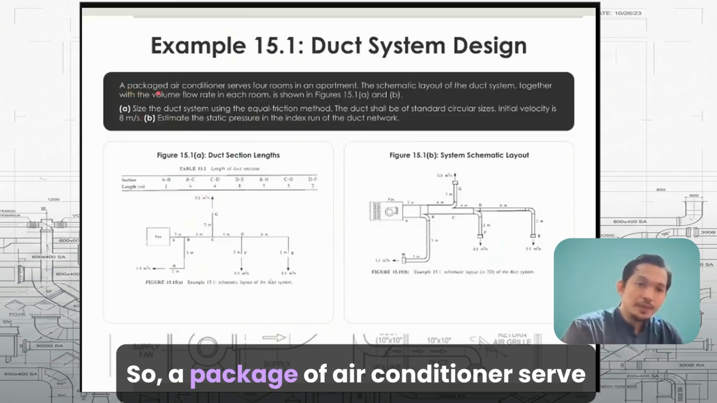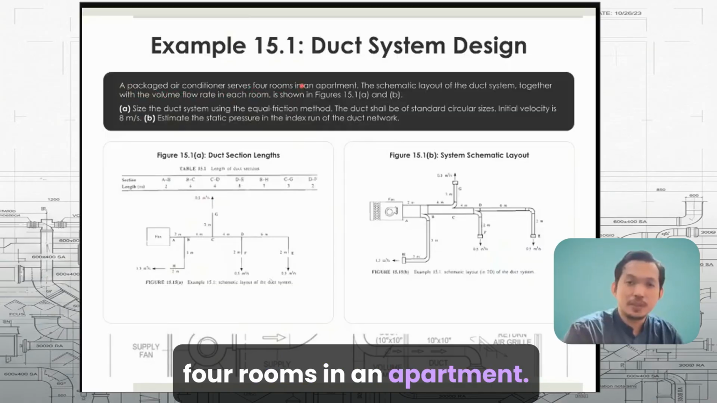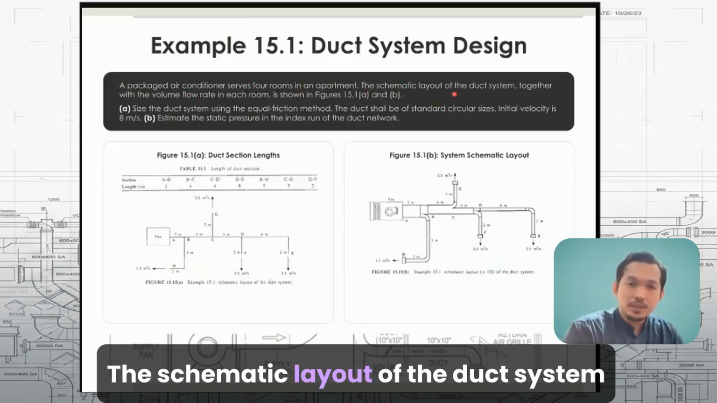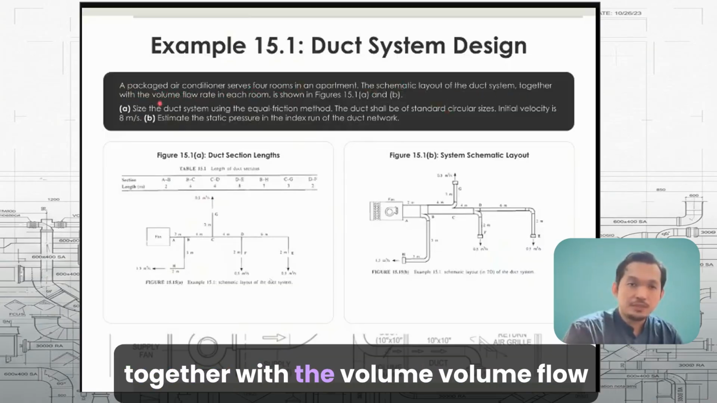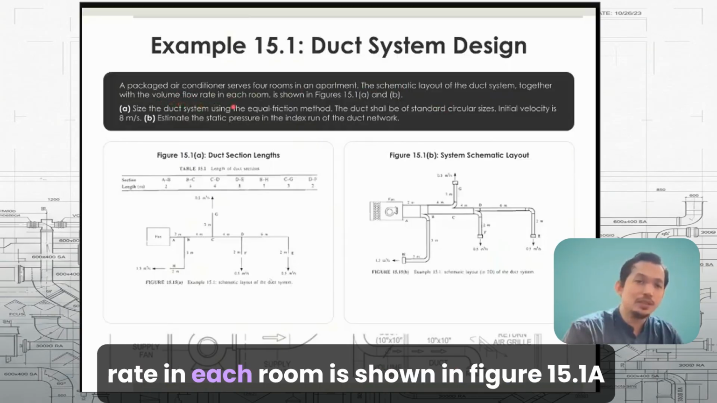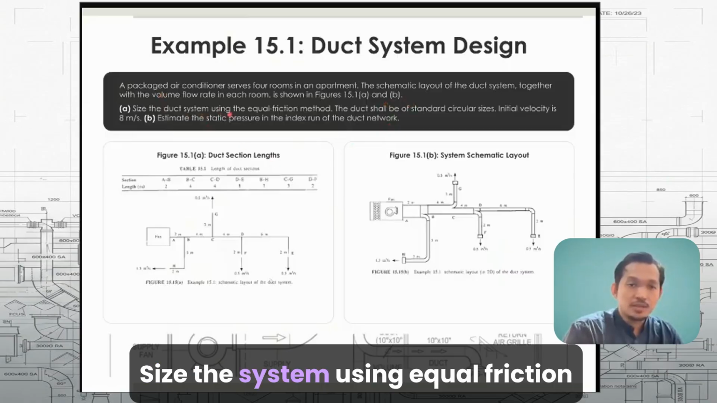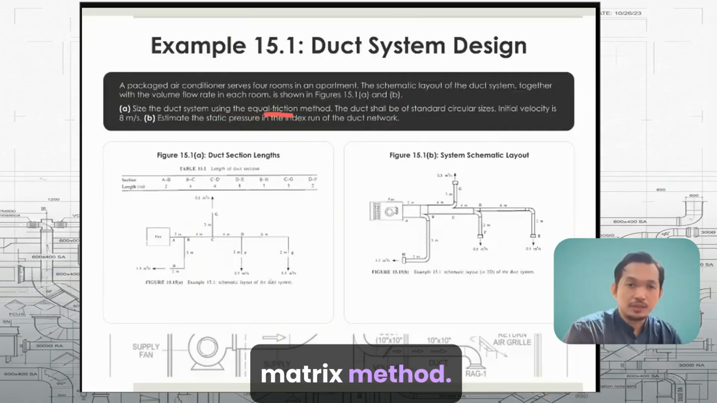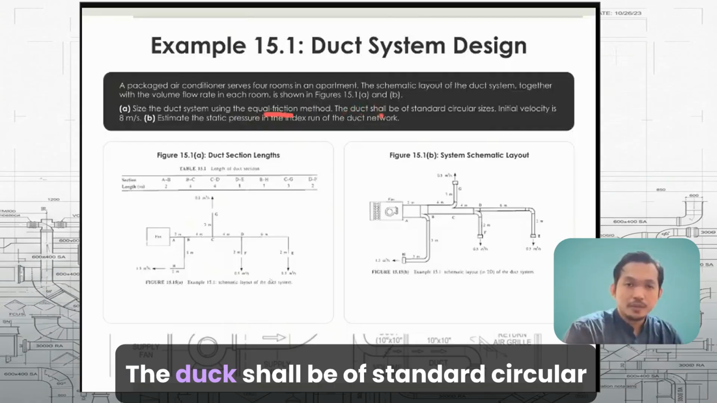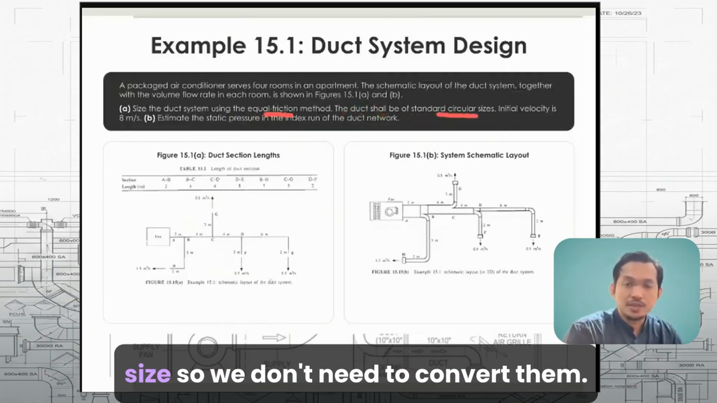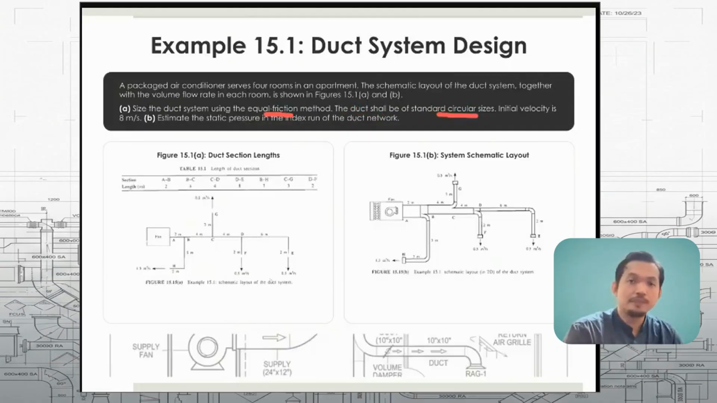So a package of air conditioner serves 4 rooms in an apartment. The schematic layout of the duct system together with the volume flow rate in each room is shown in figure 15.1a and b. Size the system using equal friction method. The duct shall be of standard circular size, so we don't need to convert them.